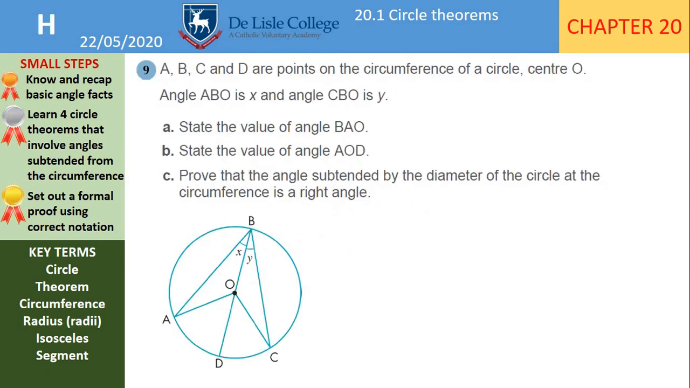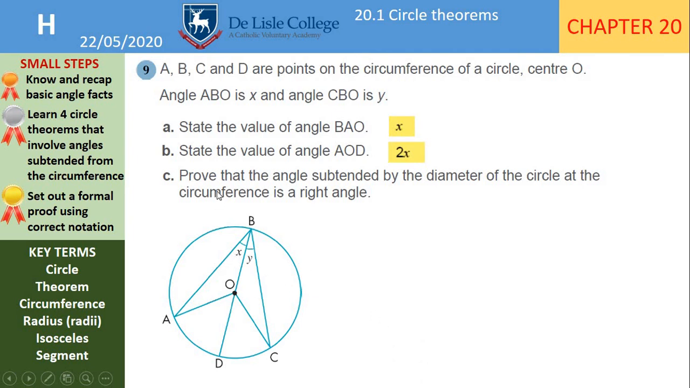Question 9. Again, pause the video while you work through this one. Okay, so question A. State the value of angle BAO. You've got an isosceles triangle, so it's X. Angle AOD, well, that's the angle at the centre, so it's going to be double the angle at the circumference, so 2X.